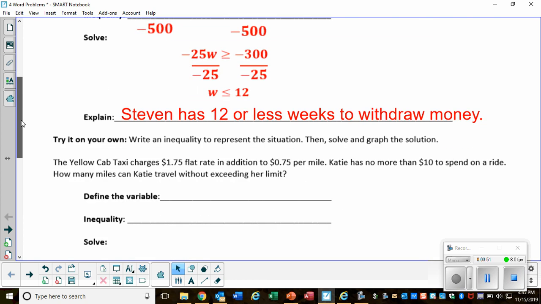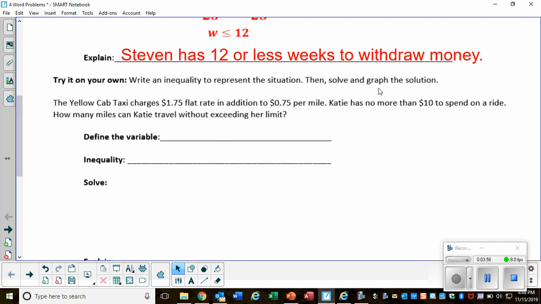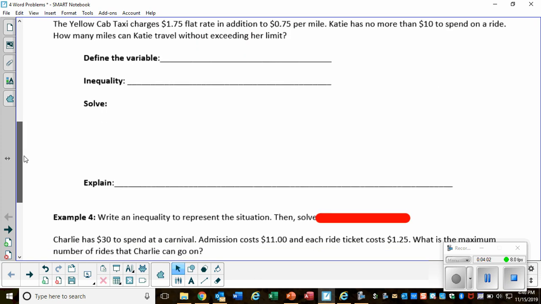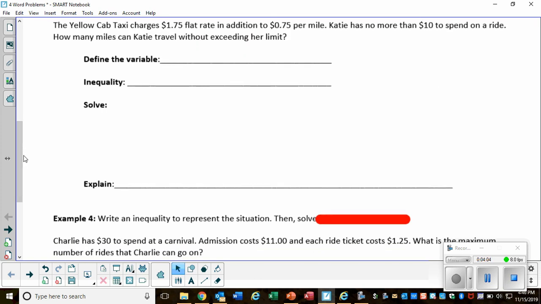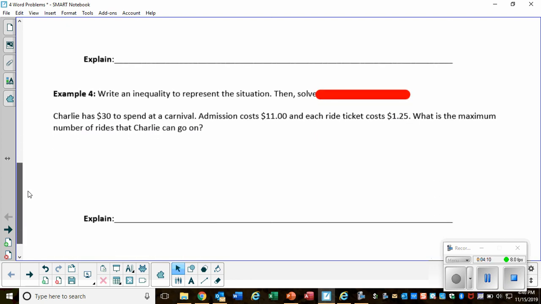Okay, so now you guys are going to try this one on your own. And don't worry about graphing, just ignore that part. Just define your variable, write your inequality, and solve it. And then don't forget to write your explanation. Okay? Alright, our next example, we're going to write the inequality to represent the situation and then solve it. Okay? We didn't give you the breakdown to define your variable and write your inequality first. You guys need to do that too.